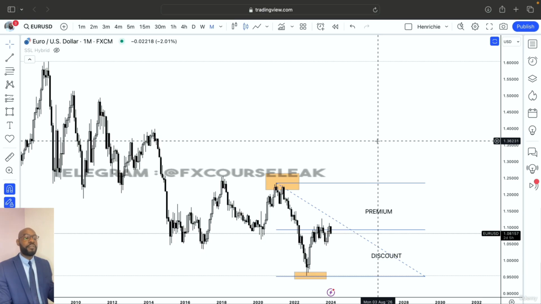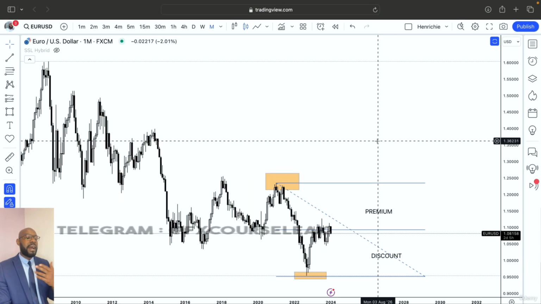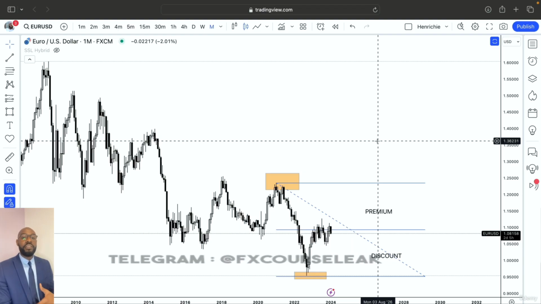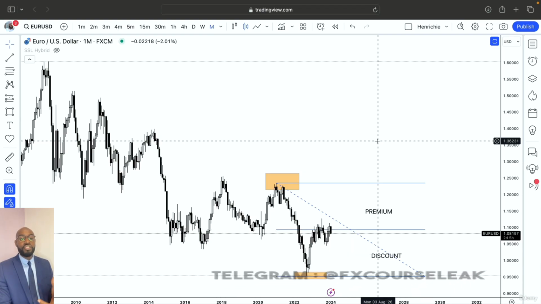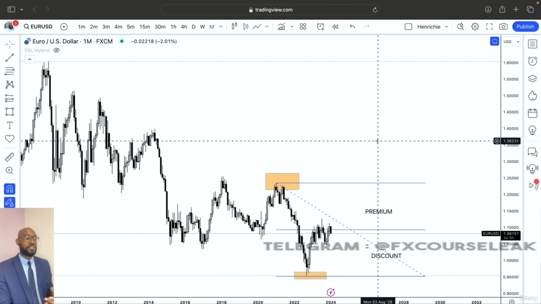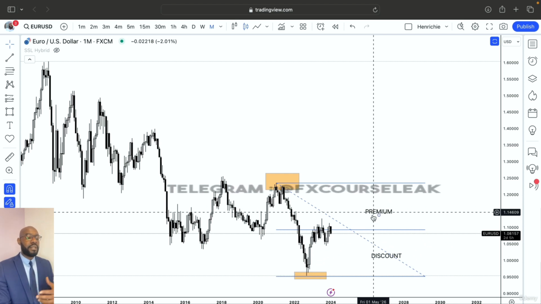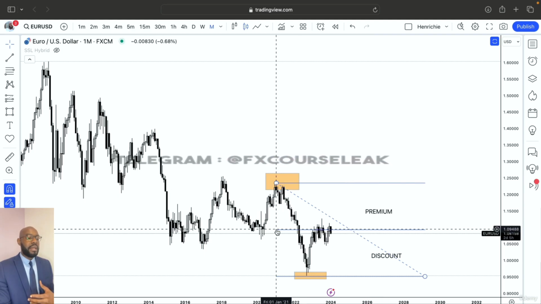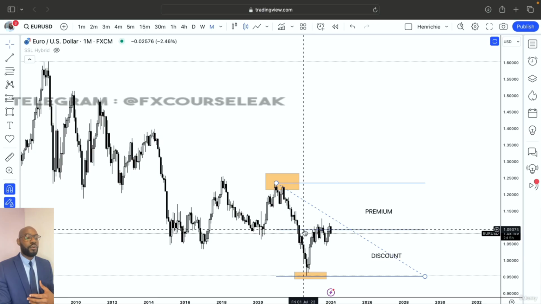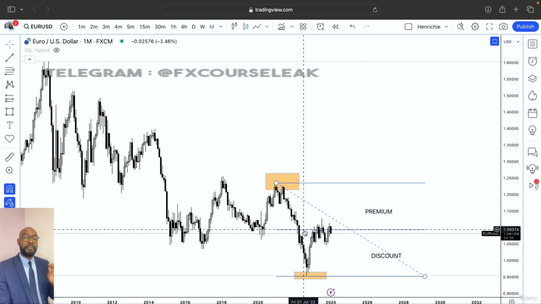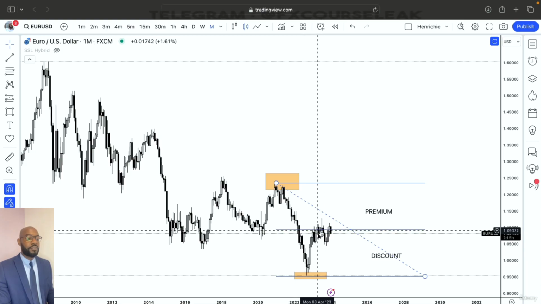So price can go from its actual price into a discount, and the institutions are buying at a discount. They're looking for potential areas to buy at a discount. If we're bullish, they're looking for buys at a discount. If we are bearish, they're looking for sells at a premium level. So right here is the premium, and between the premium and the discount is called an equilibrium. It's the midpoint, the center between the premium and the discount.